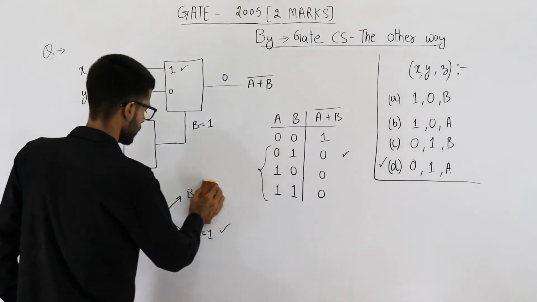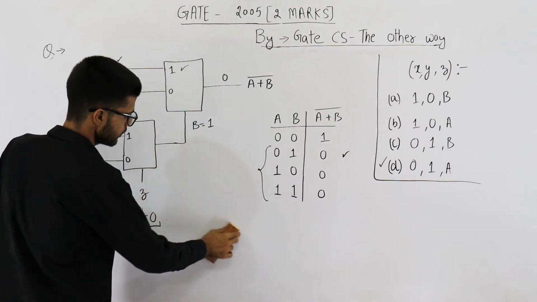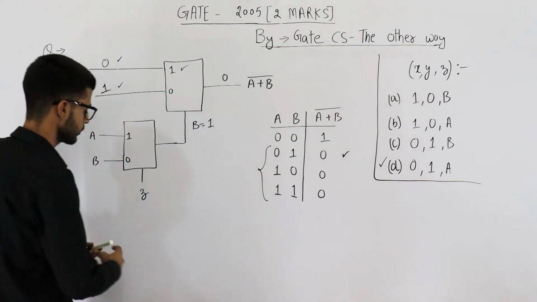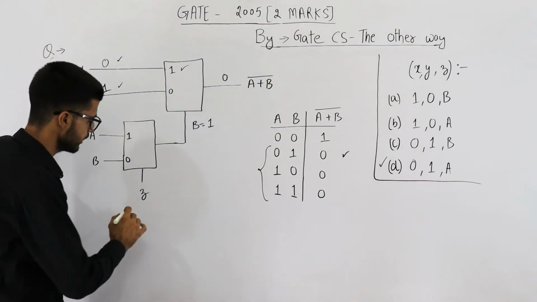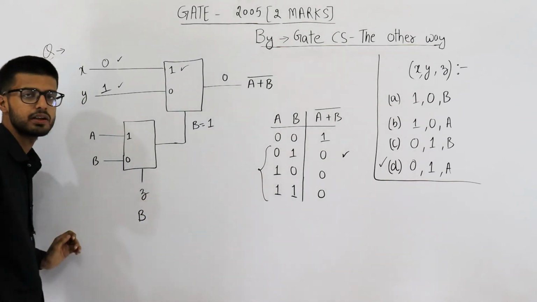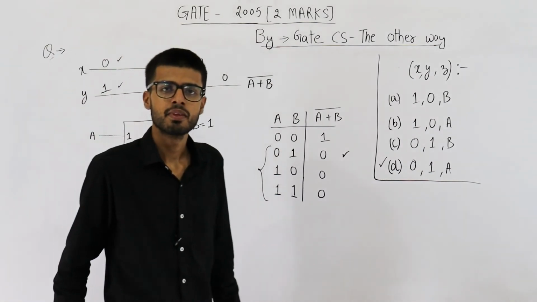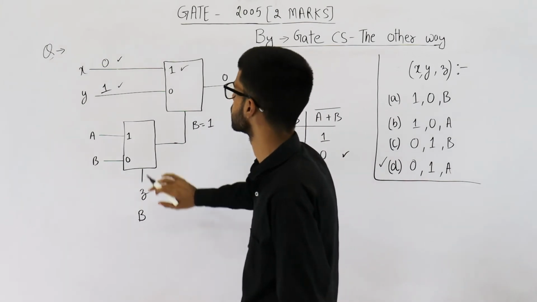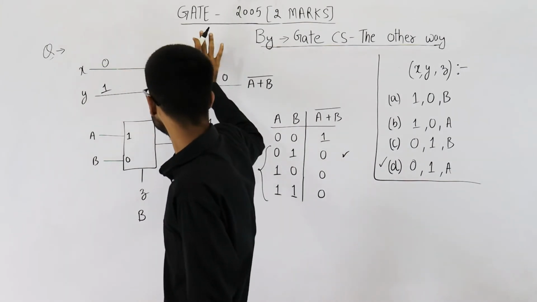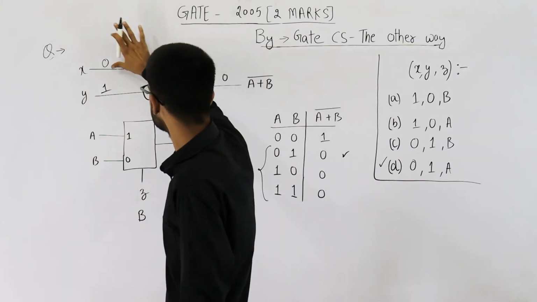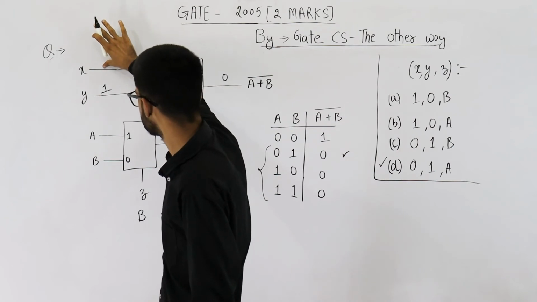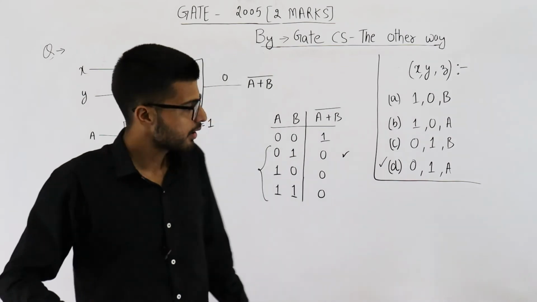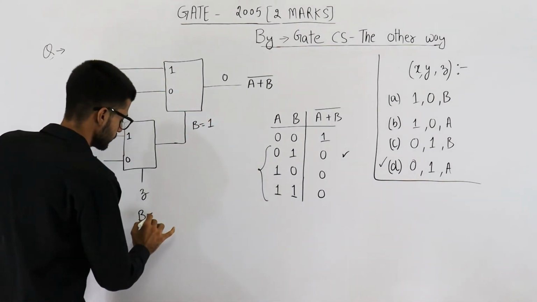Now let us see one more thing. Is it possible to construct a NOR gate if I connect B here? Okay. Last time we connected A here. Now I am trying to connect B on this input. Let us see if we are able to derive a NOR gate from this. So I'm erasing these inputs.